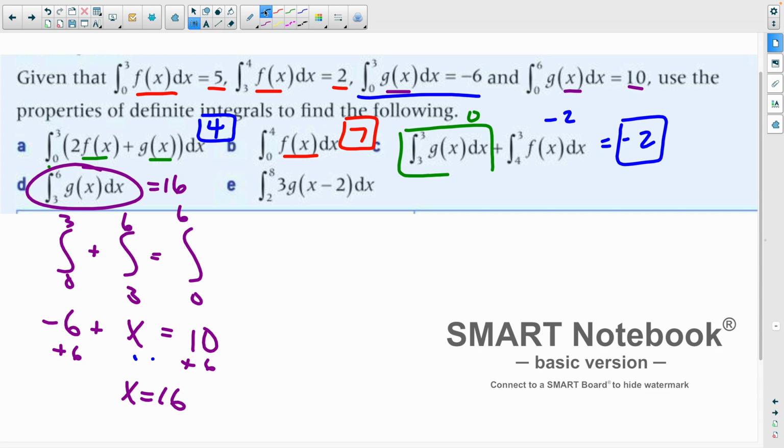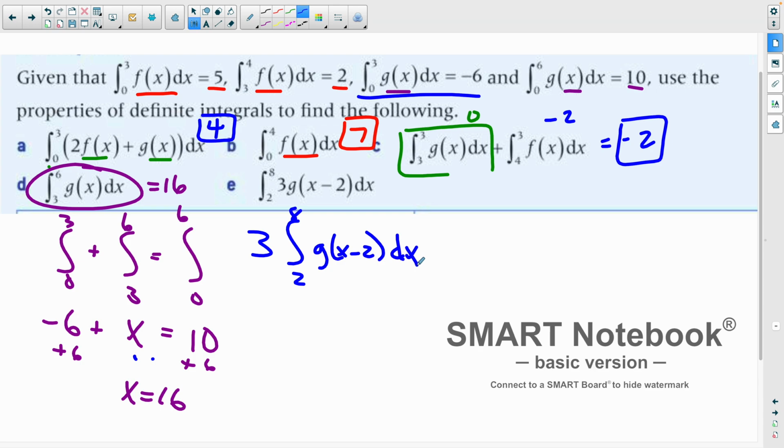All right. So, what's a property that you see in this that would be helpful? Taking the 3 out, so there's a constant. The first thing that we can do is take the 3 out, and it would still be 2 to the 8, g of x minus 2 dx. So the 3 would come out. That's one of the properties.